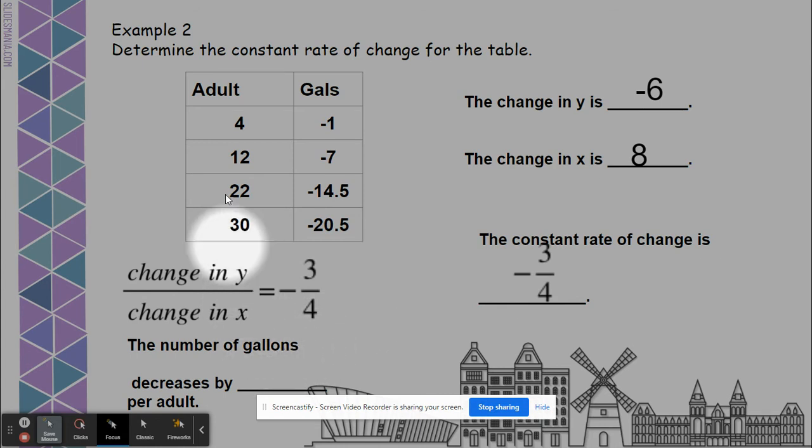That means for this scenario, the number of gallons decreases by 3/4, -3/4, that negative means it's decreasing, going down for every adult.